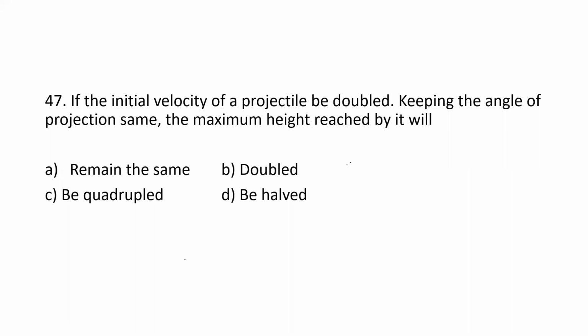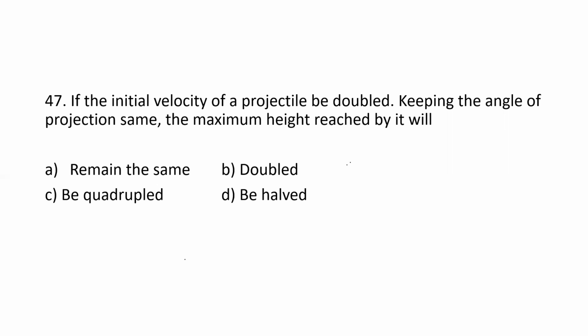Next question. If the initial velocity of a projectile is doubled, keeping the angle of projection the same. So here they have specified that velocity is doubled and the angle of projection is the same. The maximum height reached. See here, as we know, the maximum height reached formula is H is equal to u square sine square theta divided by 2g.